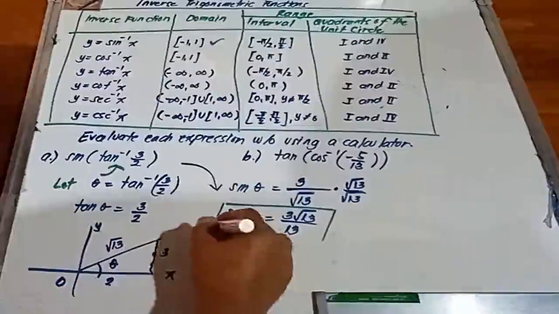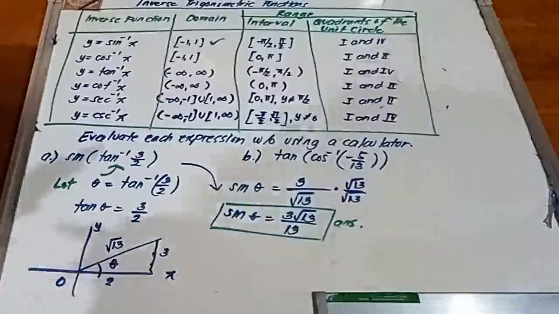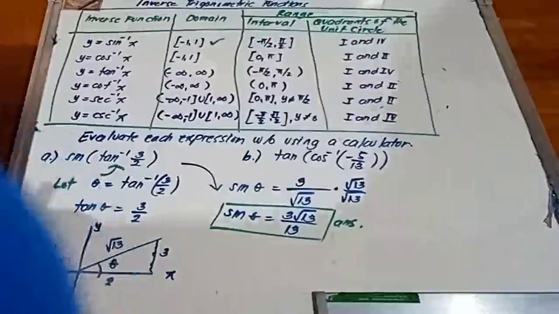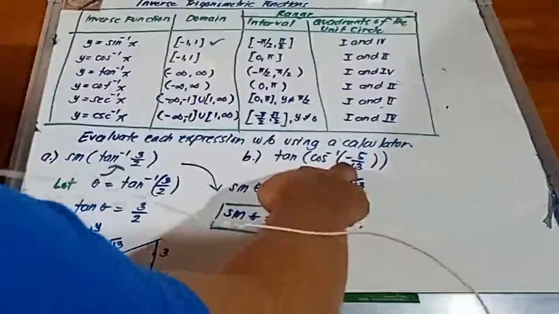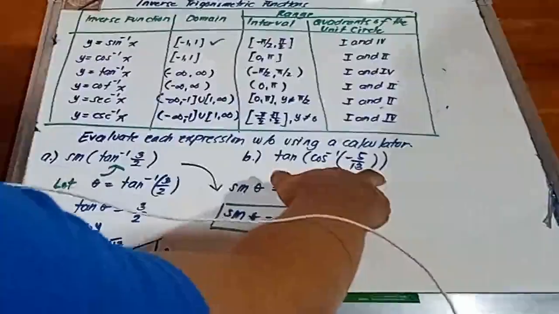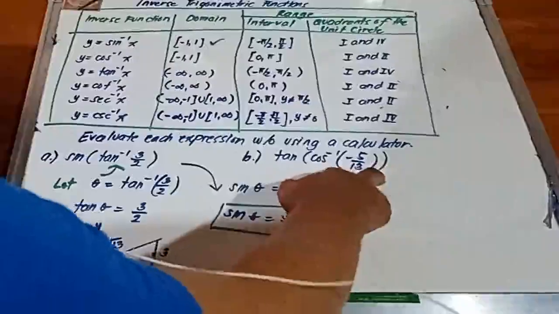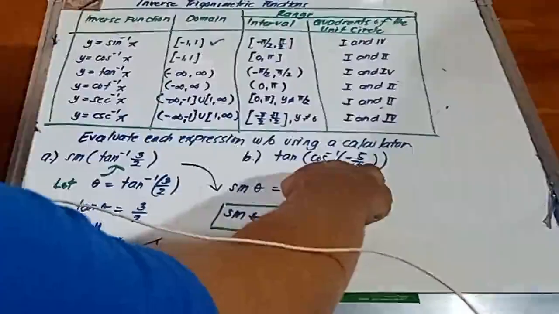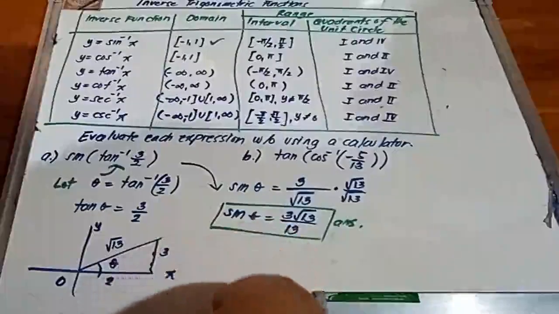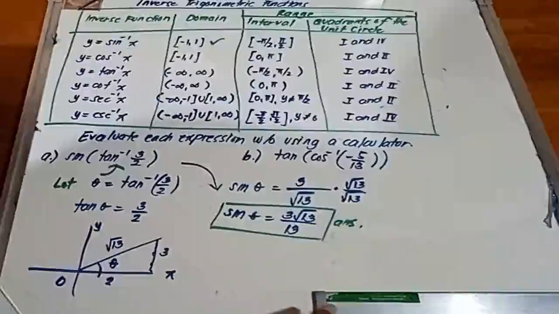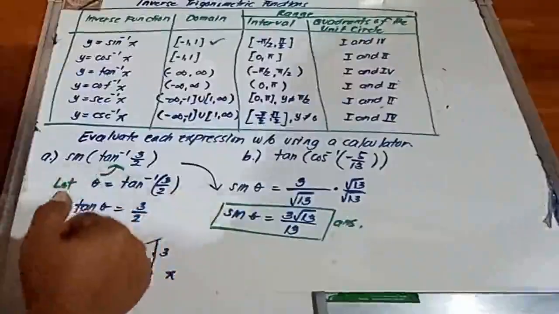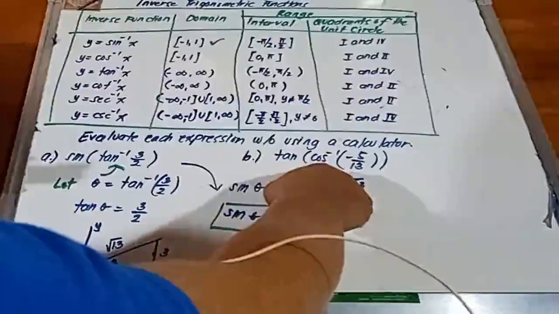So, ganun lang kadali. Now, for letter B, determine muna natin yon. This is inverse of cosine of negative 5 over 13. Negative 5 over 13 is within the domain. So, sa makatuwid, ang angle natin is between 0 to pi. Okay? 0 to pi, so that is 0 to 180 degrees. Since negative, sa makatuwid, ito ay nasa second quadrant. Okay? So, nasa second quadrant yung theta natin.